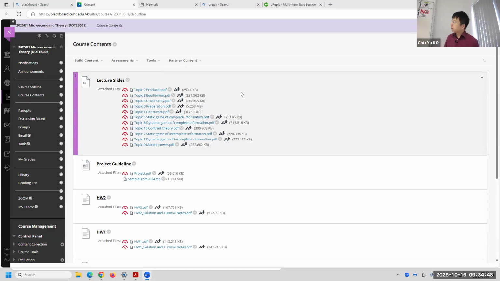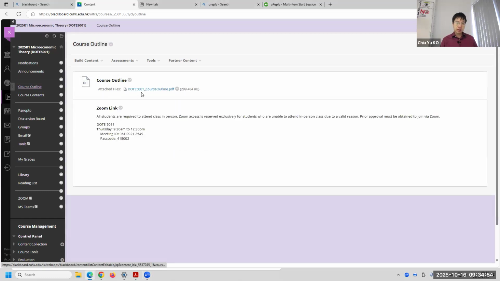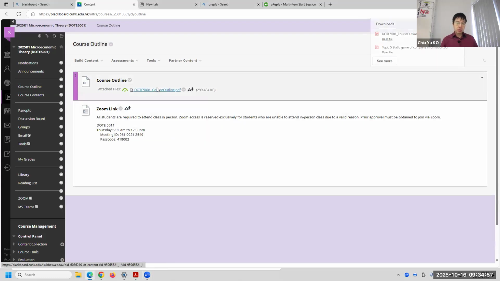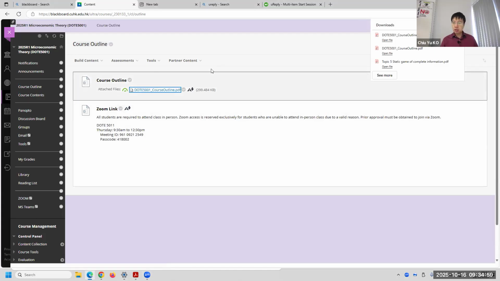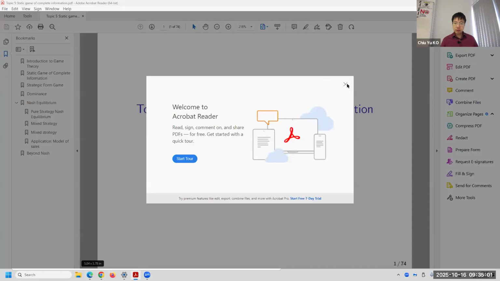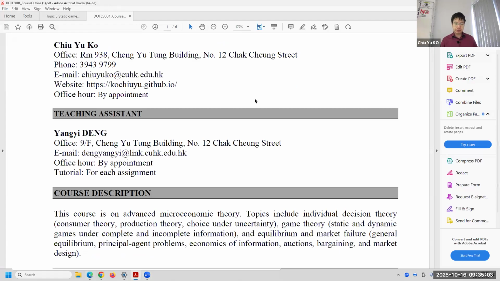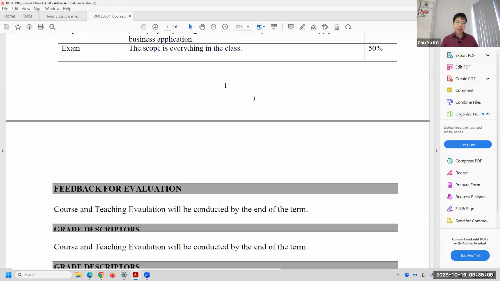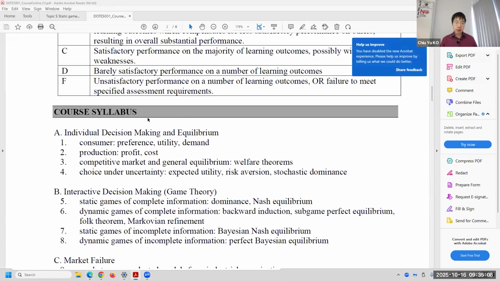So we have done our first part of the course, which, if you recall, is our course outline. What we have covered is the so-called part A of the syllabus. We have done the individual and the equilibrium idea. We went over the consumer: preference, utility, demand; production: profit and cost. And we also studied how the market works.